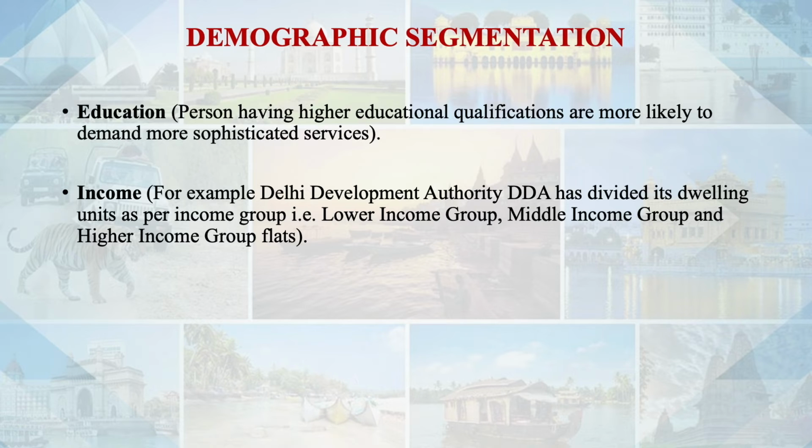A very classic example is housing flats that are being offered by various organizations like the Delhi Development Authority. They have segmented their product into lower income group, middle income group, or HIG, higher income group. This is simply the segmentation on the basis of income.